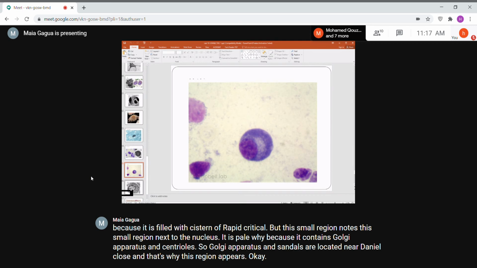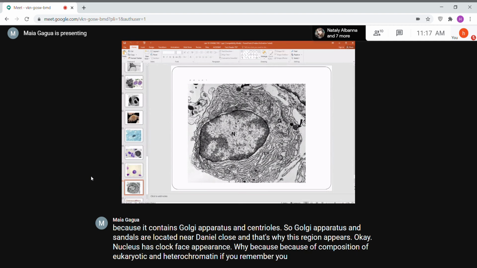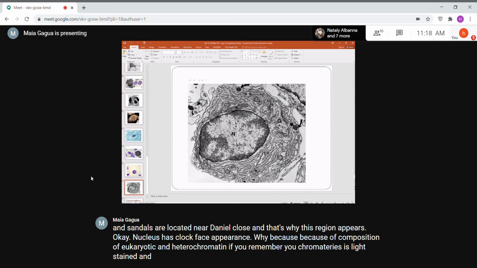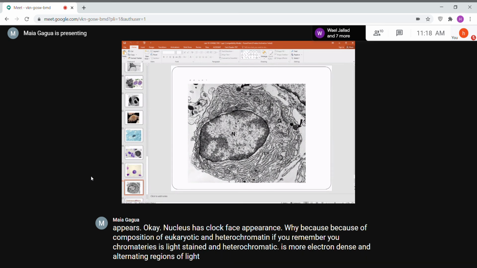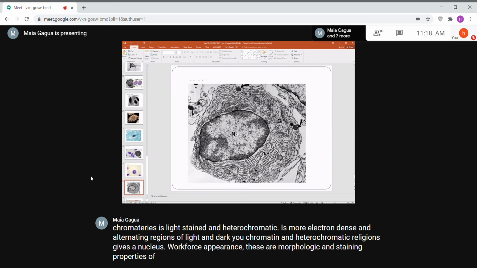The nucleus has a clock face appearance. Why? Because of the composition of euchromatin and heterochromatin. If you remember, euchromatin is light stained and heterochromatin is more electron dense, and alternating regions of light and dark euchromatin and heterochromatin give the nucleus a clock face appearance. These are morphologic and staining properties of this cell that help you to identify it.